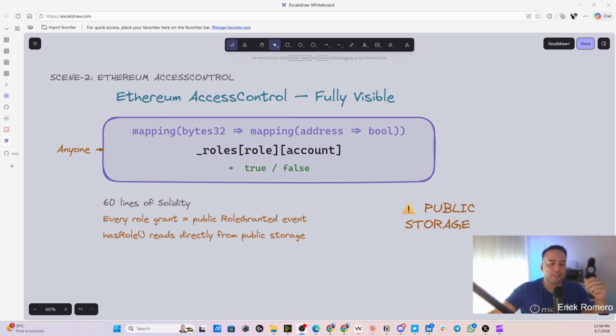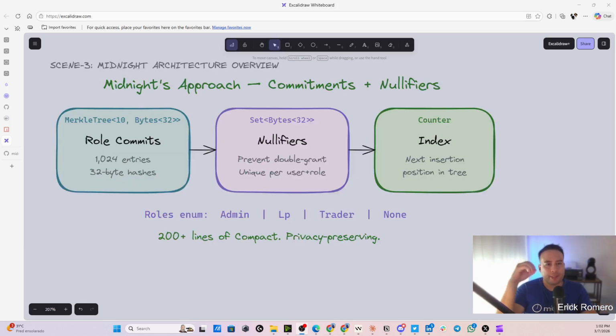So how do you build the same access control system, same roles, same checks, same composability, but where the role assignments are cryptographically hidden? This is where Midnight's AccessControl.compact comes in. Same concept, completely different architecture. Instead of 60 lines of code and a public mapping, you're looking now at approximately 200 plus lines of Compact and 3 pieces of ledger state that work together.